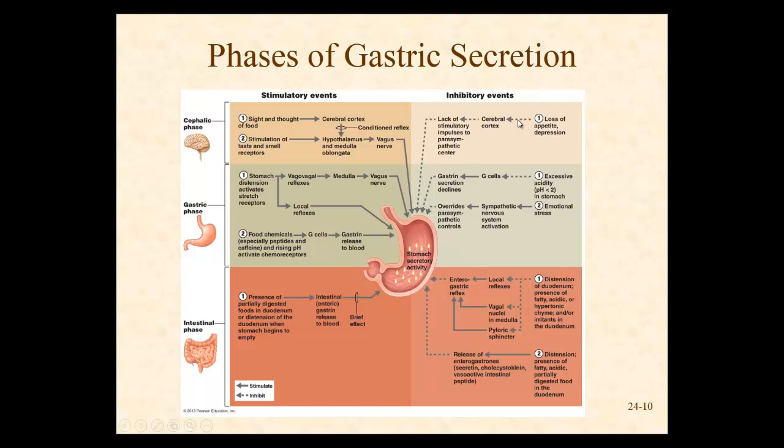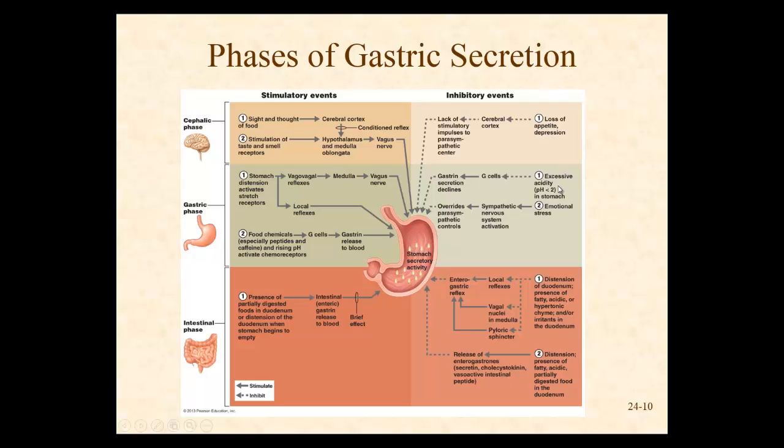Now, different things that would inhibit digestion in the stomach would be things that are happening emotionally at the level of the cerebral cortex. Stress, so loss of appetite due to stress or depression, that's going to slow digestion. As a result, people get an upset stomach, ulcers, constipation when they have these inhibitory events such as depression or stress.